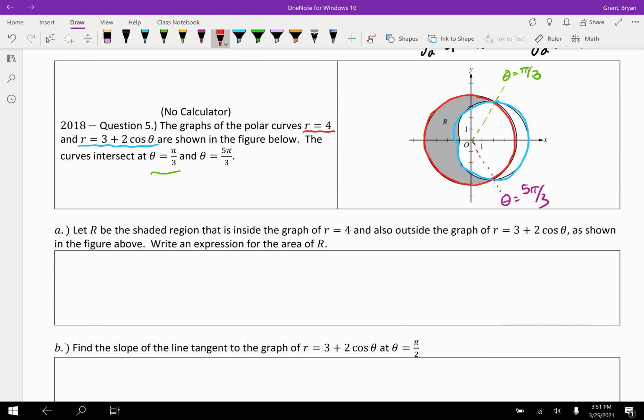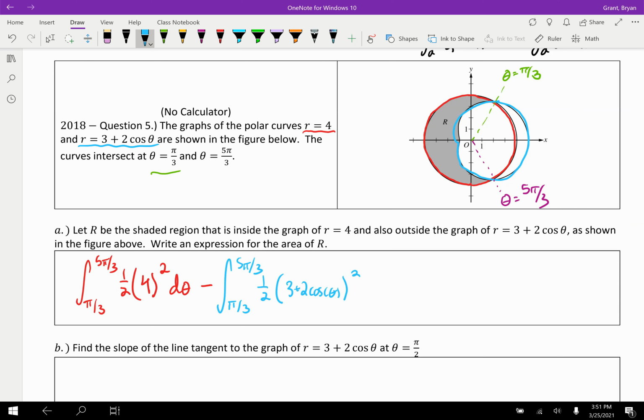So we could do it as two separate integrals. We could do the integral from pi over 3 to 5 pi over 3 of 1/2 my equation for the red circle, which is 4 squared d theta, minus, and then my other integral in blue, still from pi over 3 to 5 pi over 3, 1/2, that is 3 plus 2 cosine of theta squared d theta.